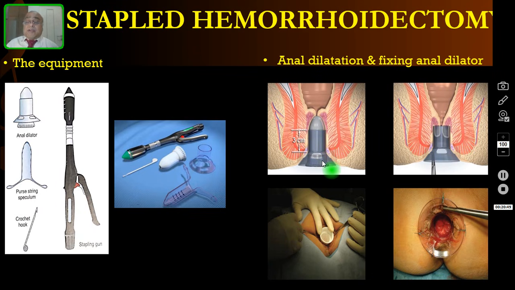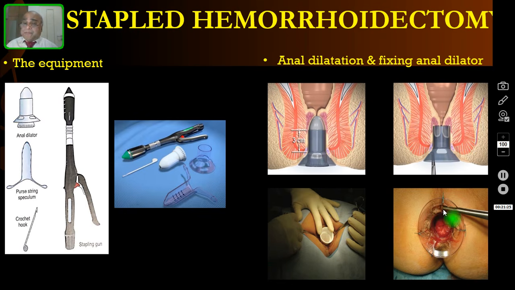Then you can introduce the anal dilator fully inside along with the obturator. You have to dilate it so that the internal hemorrhoidal plexus will be pushed inside. This is what you are seeing. This is the internal hemorrhoid plexus. This will be pushed inside. Then you can remove the obturator. This white thing is the obturator, and this is the anal dilator. After removing the obturator, you can fix the anal dilator to the perineal skin with stitches.